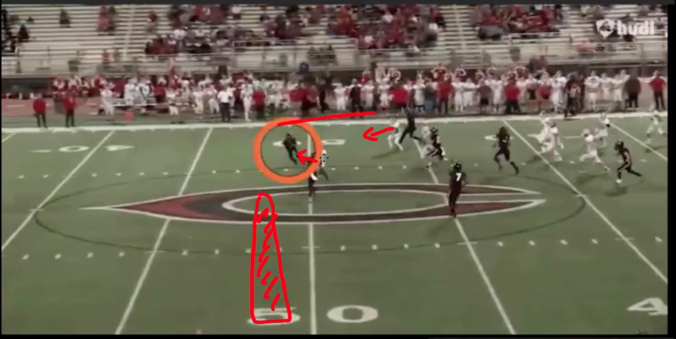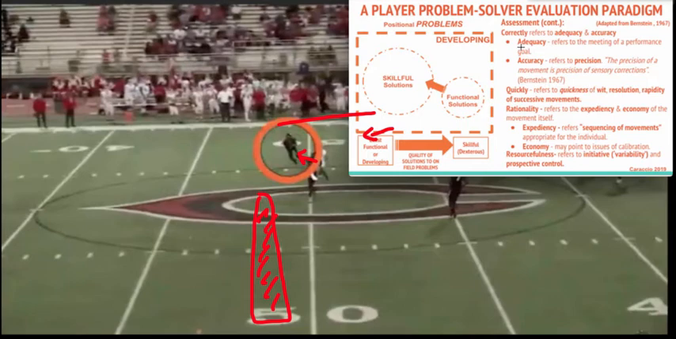So again, if we go back to the player problem solver paradigm, we want to look at, now that the problem has changed, what is the accuracy or the precision of movement? What is his precision of sensory corrections? How quickly is he resolving this solution? And what type of rapidity of successive movements is he showing? Is there economy? Is there a sense of resourcefulness? Does he appear to see this coming and have a plan in place?